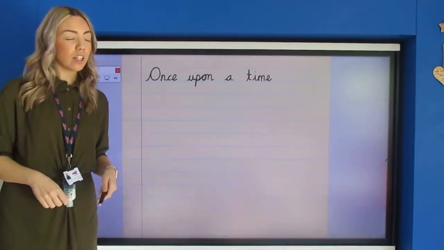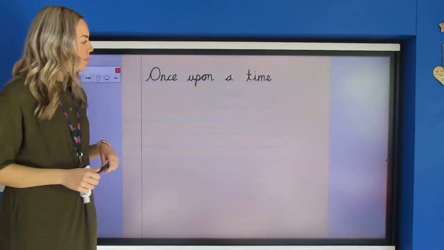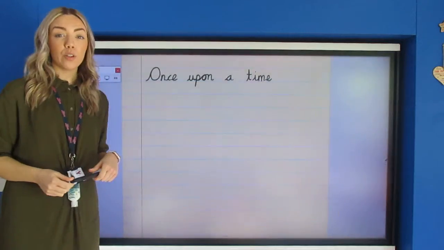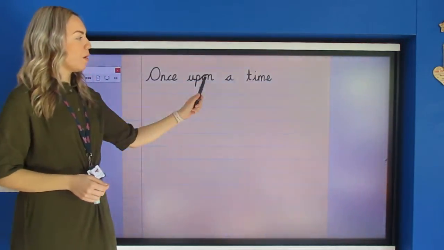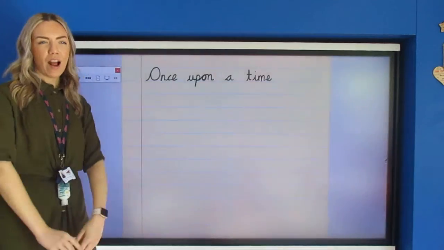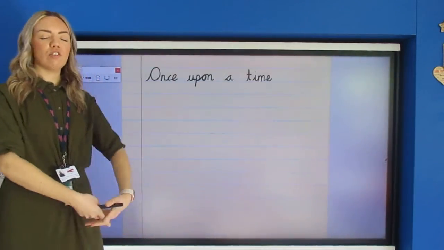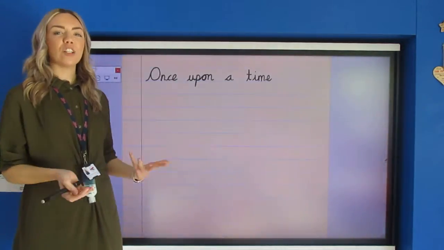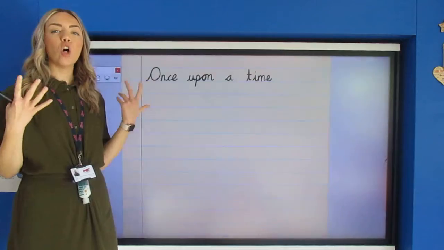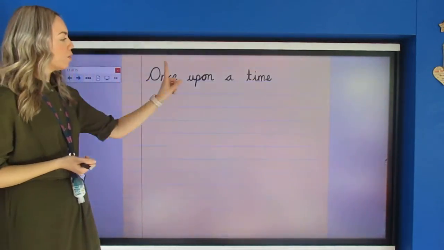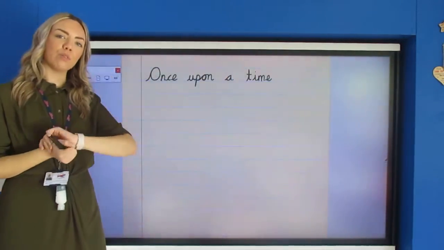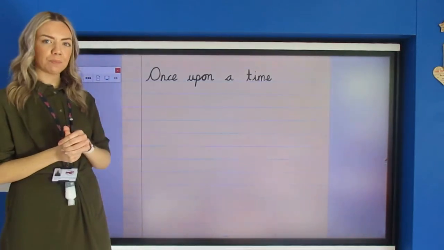Now we're going to begin our writing, okay? And I would like you to start your story with our opener, once upon a time. Because when we're writing a fairy tale or a traditional tale or a fictional story, which remember is made up, so it's make-believe, lots of stories start with once upon a time. So I would like you to start yours with once upon a time.